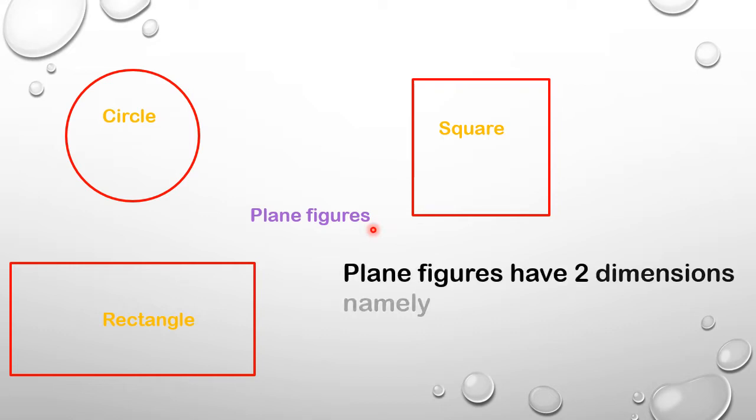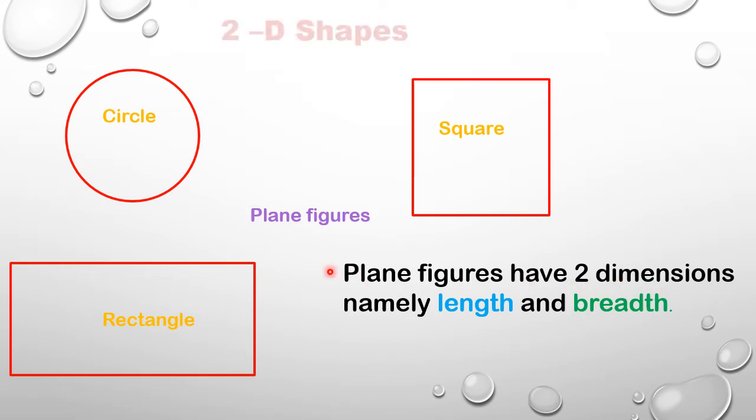So plane figures have two dimensions, namely length and breadth, or some shapes have length and height also. Okay. So the figures which have two dimensions, only two measurements like that. The plane figures which have two dimensions are called two-dimensional shapes, that is 2D shapes. The figure which has two dimensions is called 2D shapes.